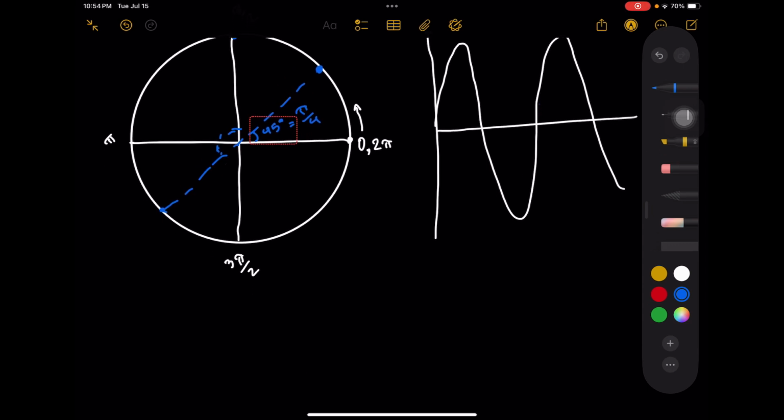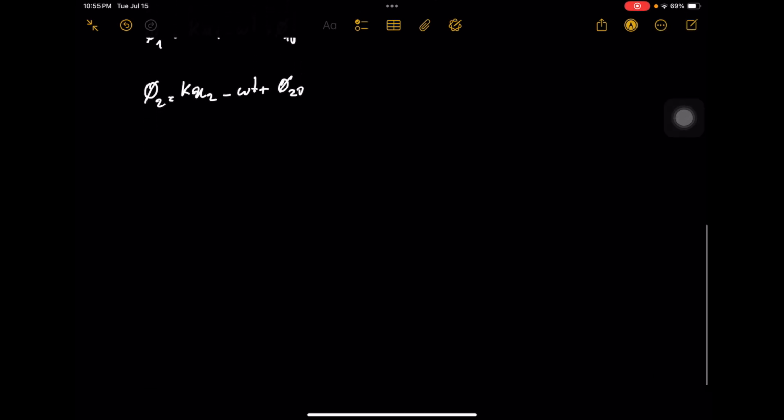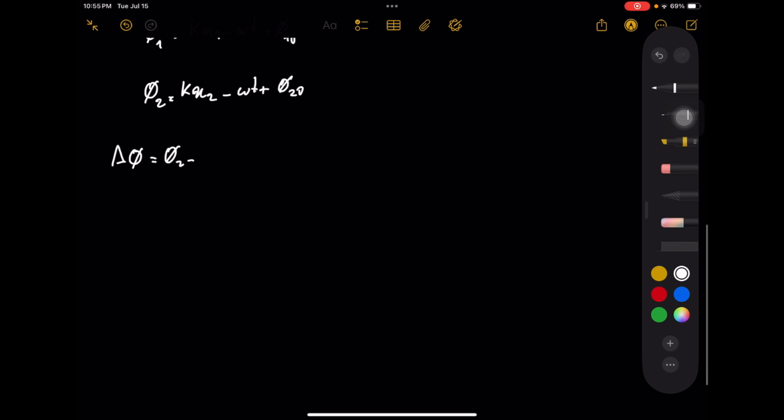So now, imagine for interference, as we said, it's just a simple idea of the sum of two waves. And in order to understand interference, we need to focus on the phase of two waves. So now, let's say that the phase part of a wave is written like this: phi1 equals kx1 minus omega t plus phi10. And for phi2, kx2 minus omega t plus, for example, phi20. The difference between the two, phi1 and phi2, is called the phase difference, and we show it as delta phi.